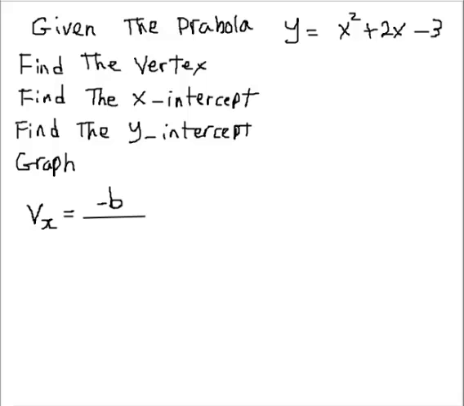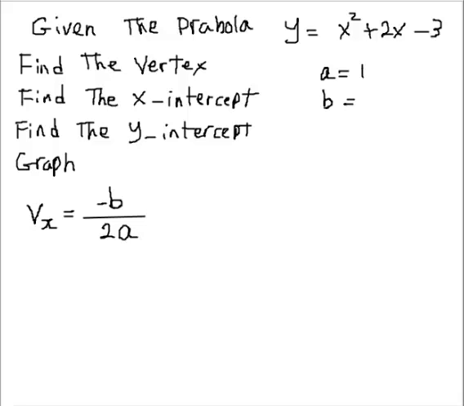Okay, looks like you haven't reviewed chapter 9 yet. It would be minus b over 2a. You have to remember that. In this case, what is a? Can somebody tell me what a is equal to? Okay, a is equal to 1.